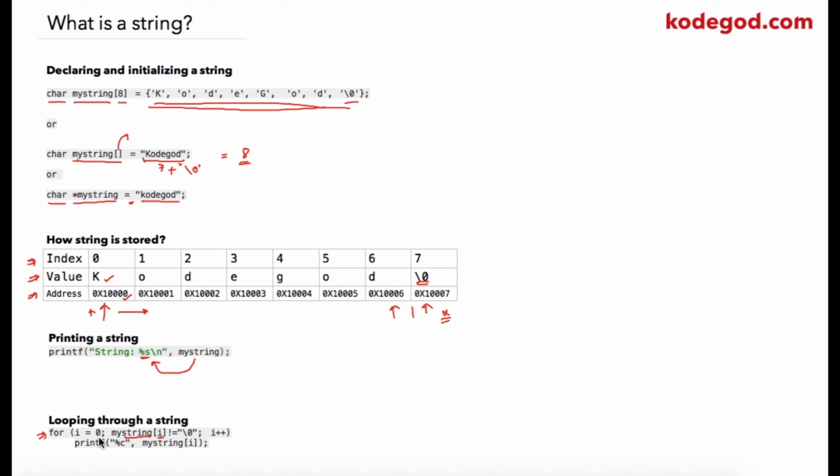So while looping, if you check this as a case, my string 0 is k, so k will be printed, i will be incremented, and the condition will be checked. Now my string 1 will be checked whether it holds \0. It does not, so o will be printed, and so on. These letters will be printed. When i becomes 6, this final letter d will be printed, and when i becomes 7, my string 7 is this value, so this condition becomes false and the loop will be terminated. So that is how, using normal loops, we have printed the string.